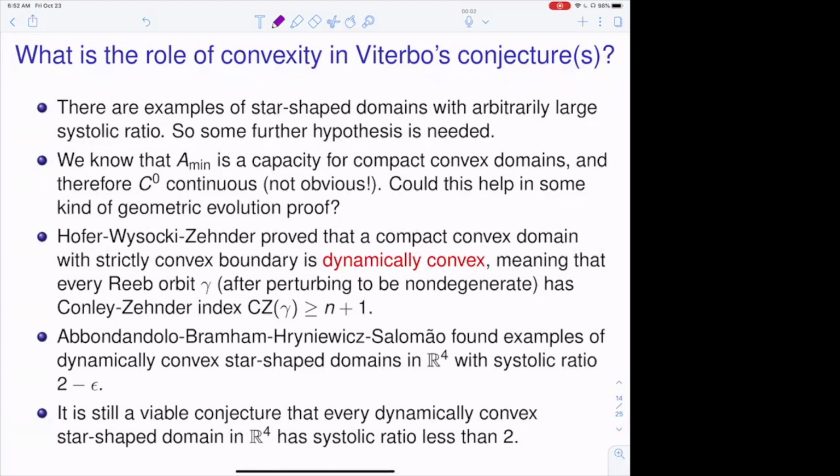One thing we do know is that for convex domains, the minimum action for a Reeb orbit is C0 continuous because it's a capacity. So if I take a convex domain and deform it a little bit, you could have bifurcations where a pair of Reeb orbits could be created out of nothing. But that can never happen with a pair of Reeb orbits at a smaller action than what you've already got. And that's a very non-trivial fact. I think maybe one should be able to get some mileage out of that somehow.